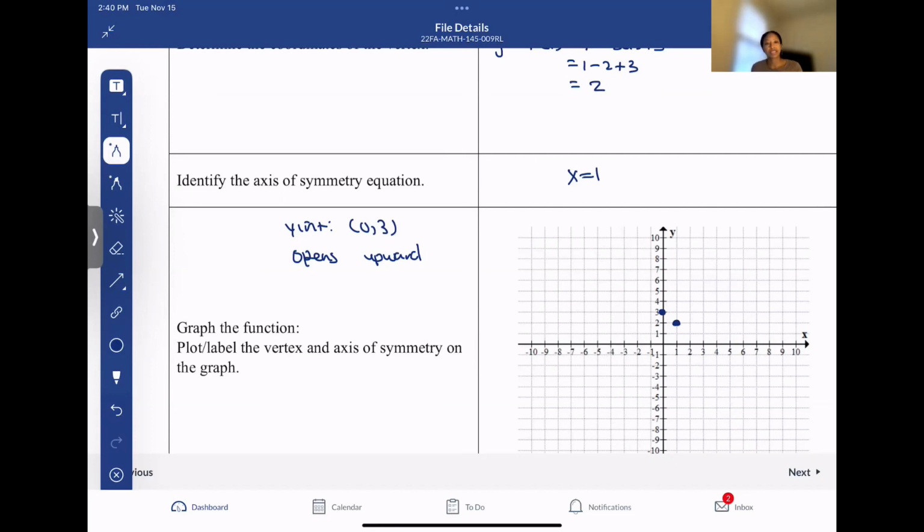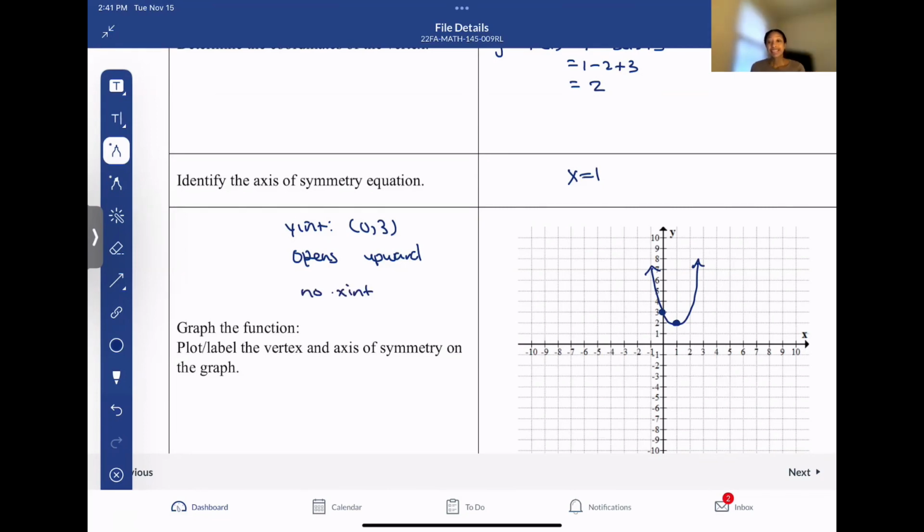That's the vertex. Now, we can go and graph this and then try to find an x-intercept, but let's think about this. If our vertex is above the x-axis and our graph is going to open upward, whatever our picture is, it's going to look something like this. And it's never going to cross the x-axis. So this is an example where there are no x-intercepts. That is possible.